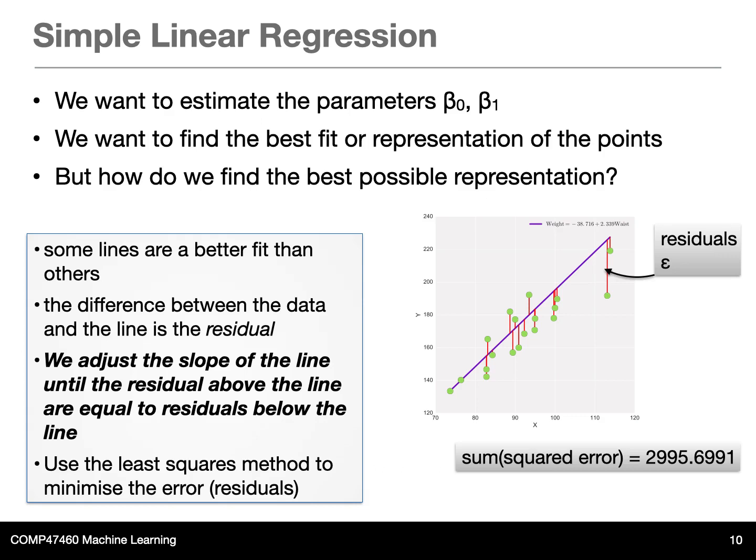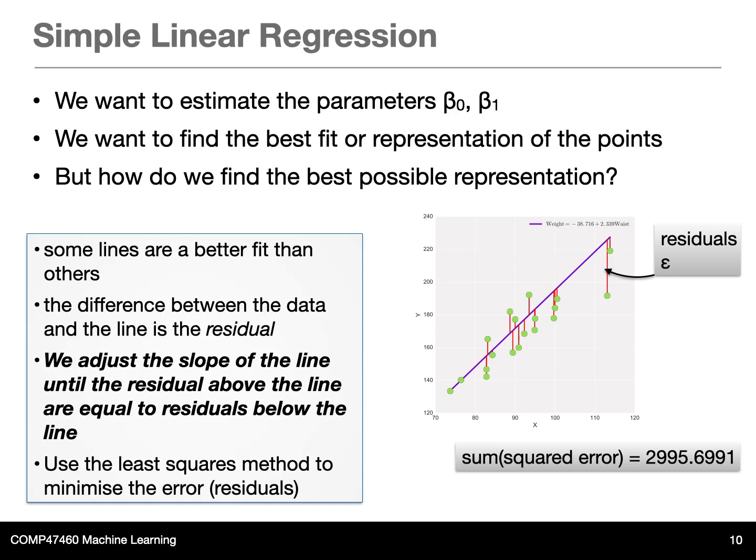So let's start with a first attempt at solving the simple linear regression problem. We want to estimate the parameters beta 0 and beta 1. These parameters are the ones which minimize the error in our model. The process for minimizing the errors could start like this. We could draw a line, any line, through the data. We would then compute the difference between the predicted values and the actual values. These are called the residuals.